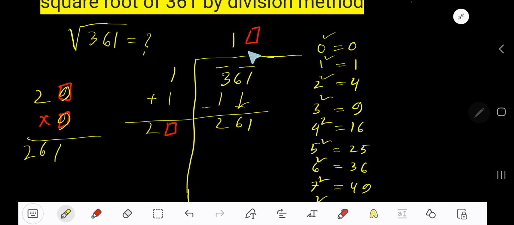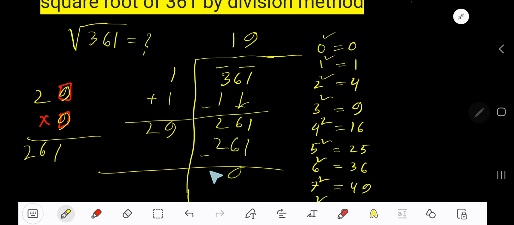So our guessed number 9 here is correct. 9 times 29, which is 261. Now subtract. You are getting 0. As your remainder is 0, you are done. So your answer is 19.